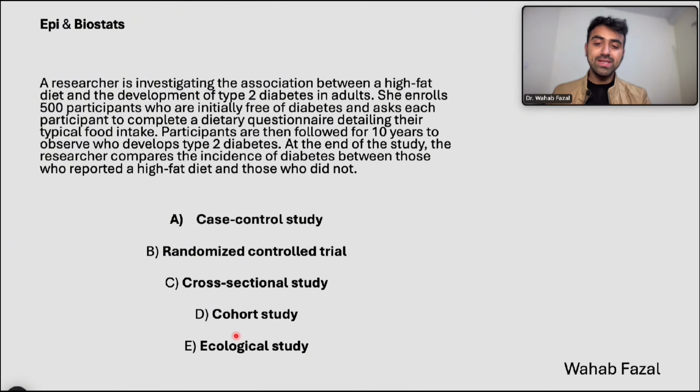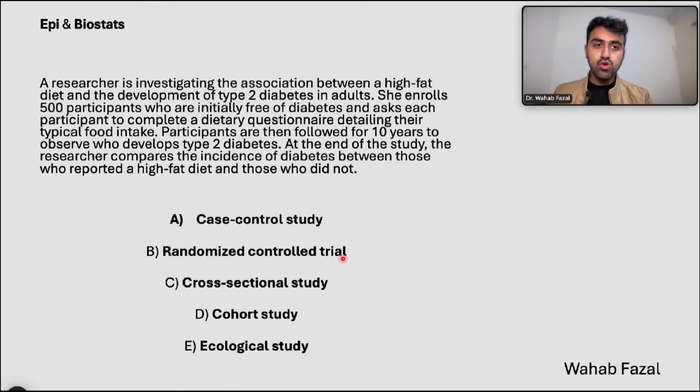Let's see why this is not the other options. What's a case control study? Well, if this was a case control study, we would have taken people who have diabetes and who don't have diabetes in the start, because case control study works on the basis of having the outcome. And we took people who were initially free of diabetes. So it's not a case control study.